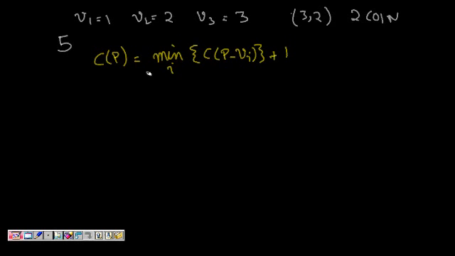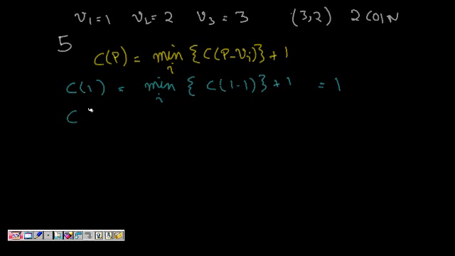So now I come and say, C of 1 will be what? It will be the minimum for all i of C of 1 minus Vi. The first one, if I use it, will be 1 minus 1, and the others I cannot use. So this will be plus 1. We know it is 1. So for making change for 1, I have to use 1 coin.